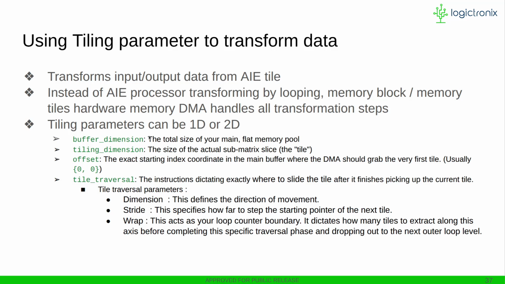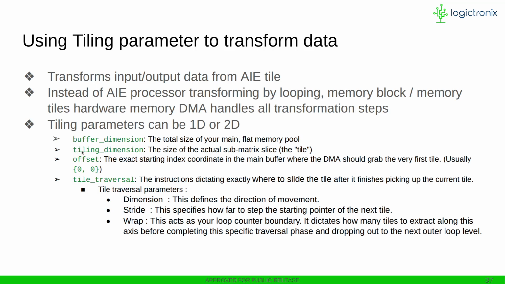So in our case, our packed 16x, 16y, 16z data has to be converted into individual point cloud data x1, y1, z1, like that. For that, the tiler parameter has these variables. The first one is the buffer dimension. This is the whole size of the buffer where the data is stored. In our case, 64 cross 768 is the buffer dimension, and then there is the tiling dimension.